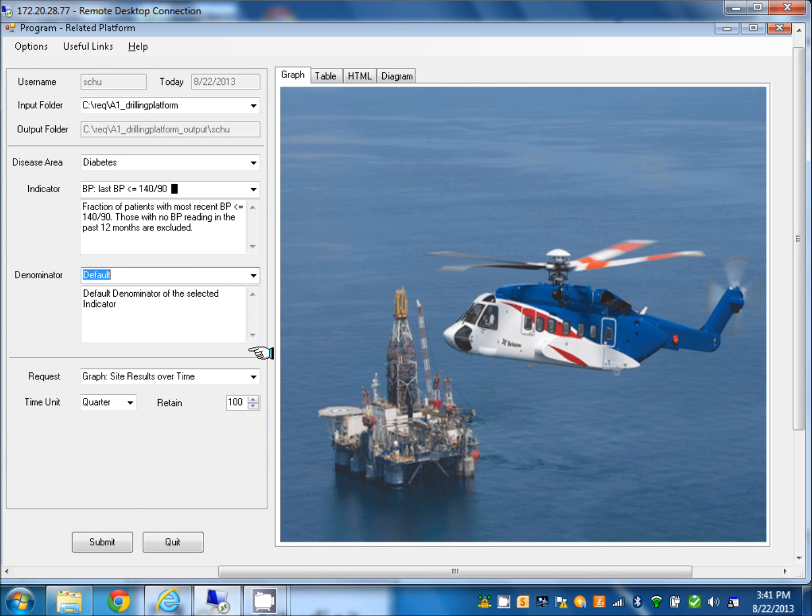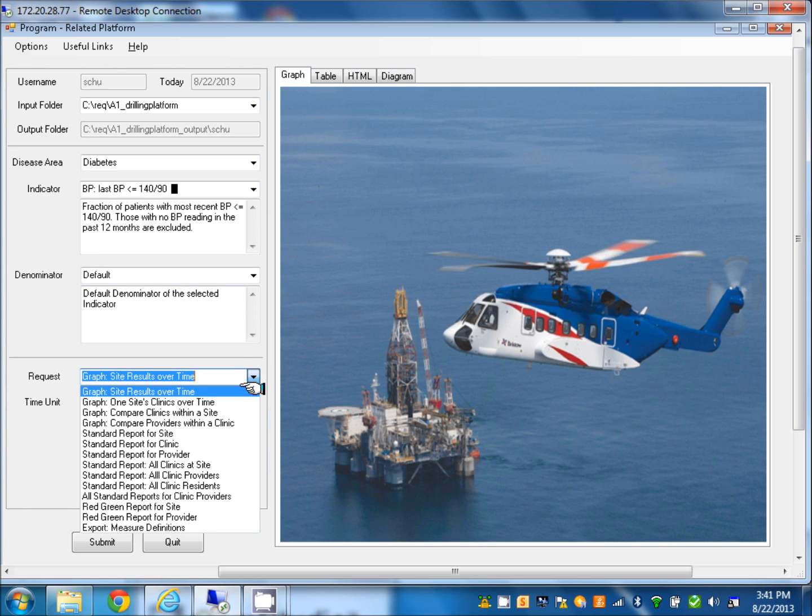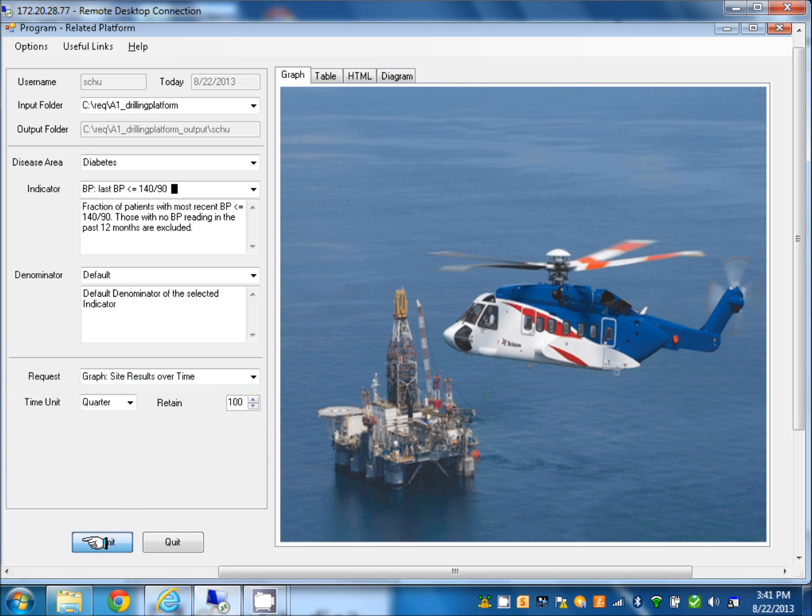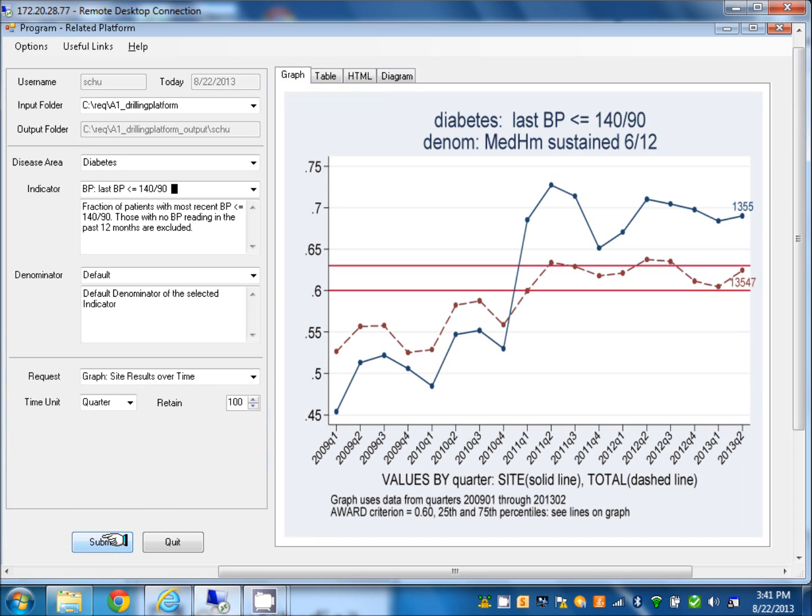The most basic summary is a graph of the site's value for the measure over time compared to the aggregate value for all sites. In this case, the request generates a graph showing the value of the measure by quarter over the past 4.5 years. The first line of the title states the disease area and the indicator selected. The second line specifies the denominator.